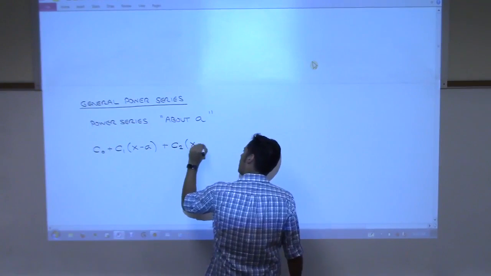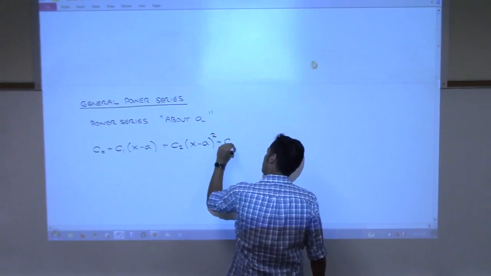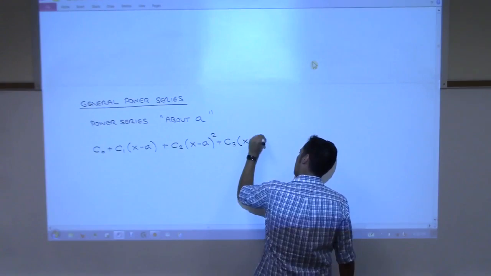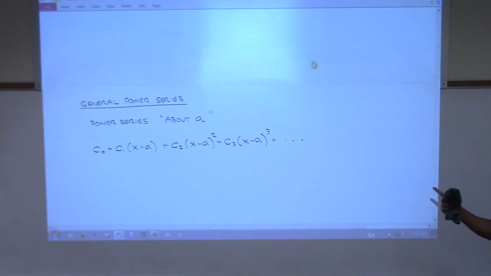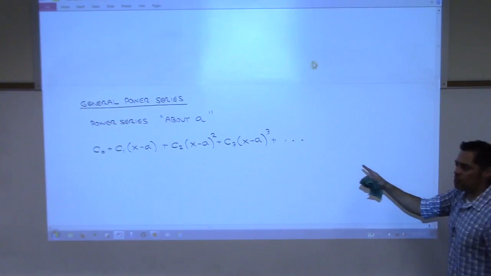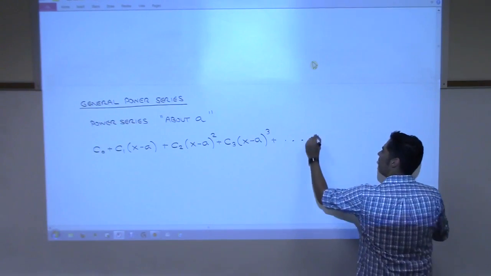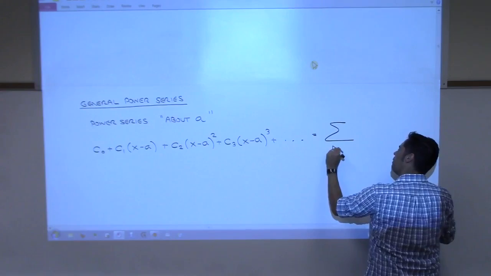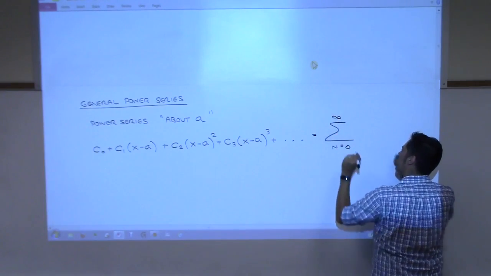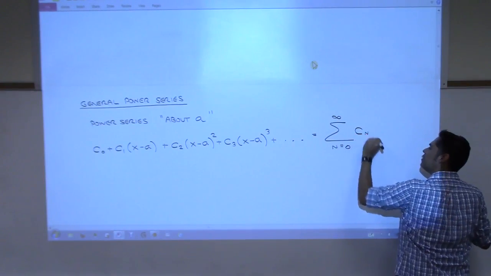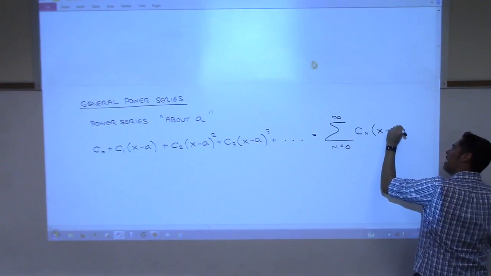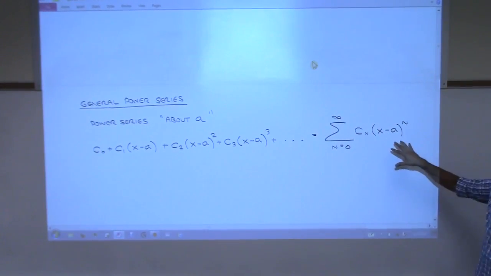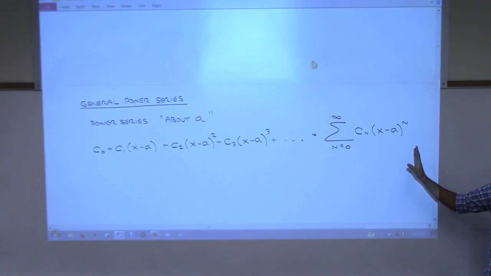2x minus a squared plus c sub 3 times x minus a cubed. So you see, it's what we just did, isn't it? Except we're subtracting something now. So if I write this in its general form with the sigma notation, I have c sub n still, but instead of x to the n, x minus a to the n. And I think if you look at it this way, you can see it's more like that shifting, right? The minus a in here.